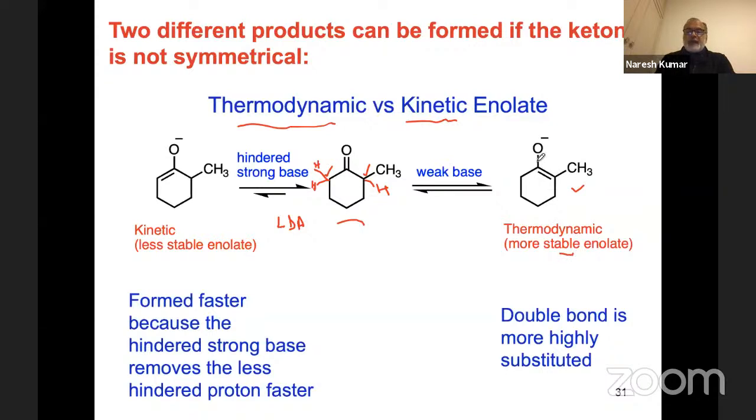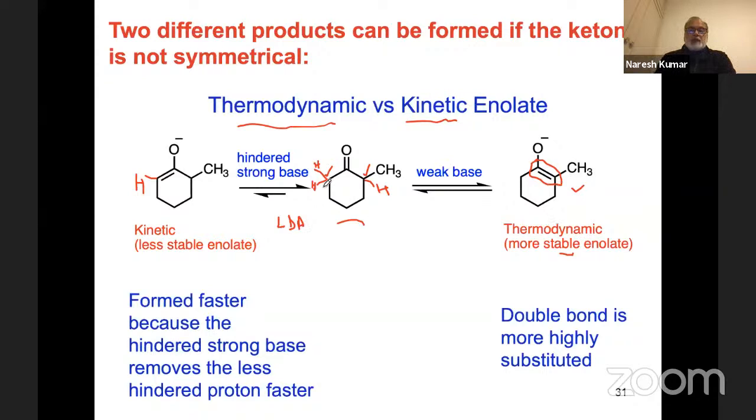Although this enolate here is more stable because it is highly substituted. Whenever you have a situation where the double bond is highly substituted, that is the thermodynamically more stable situation. So this enolate is more stable than this one because this is less substituted. By less substituted, we mean that it has a hydrogen here. If you compare that double bond with this double bond here, this double bond is more substituted. So this is the more stable enolate.